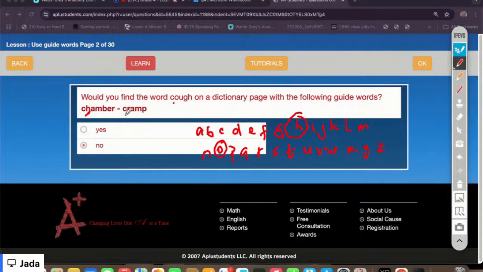And cramp is CR. Look at the R. So in between chamber and cramp, we can find cough. Look at it. Look at the O. So we can find cough there. So you can look at the first letters if they're the same. You look at the second up until you find it when they have different letters. Okay.